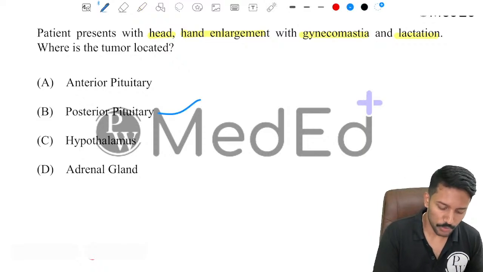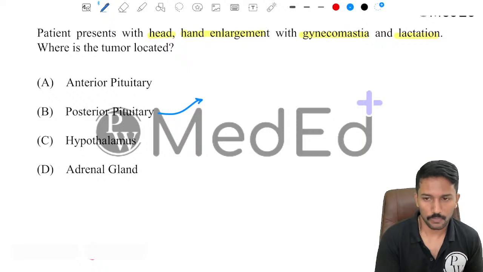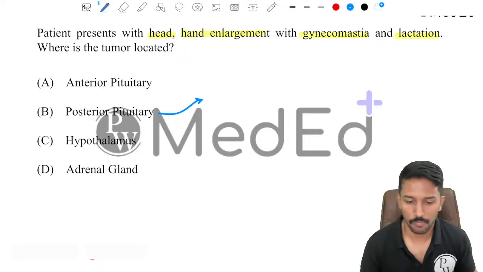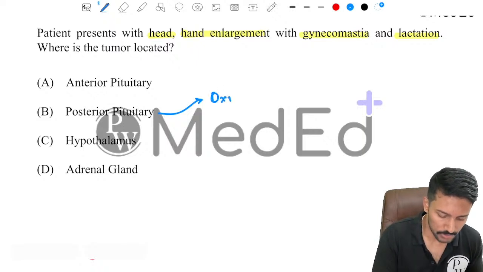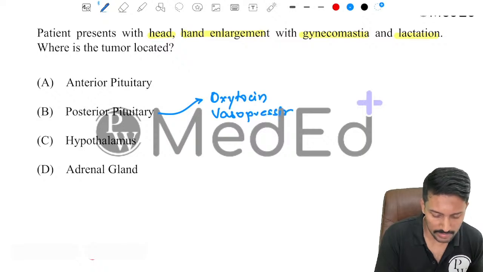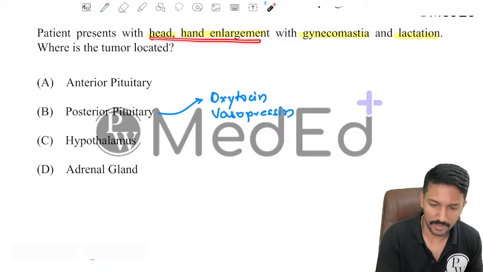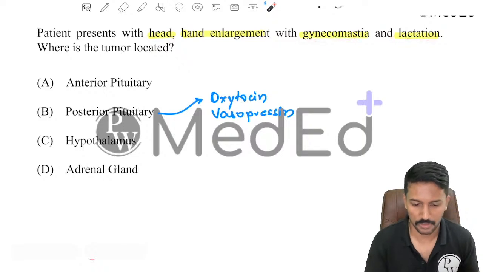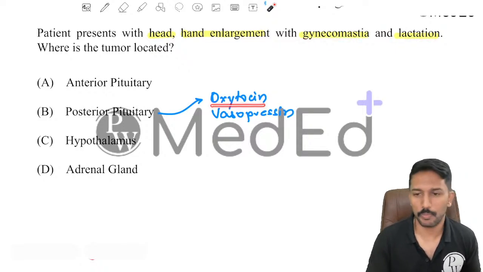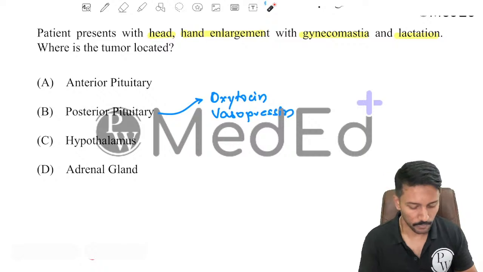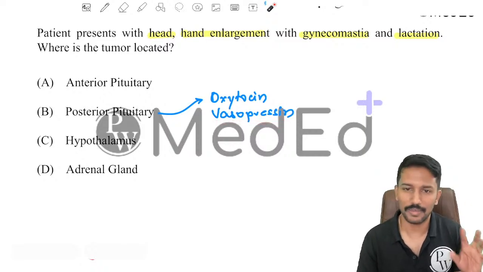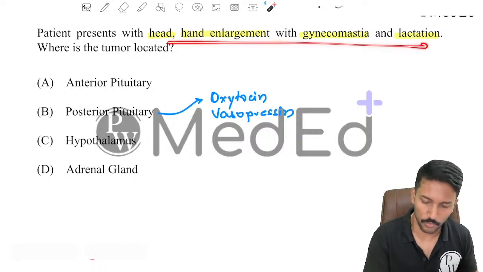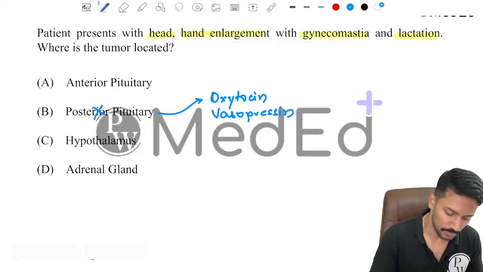Okay, see, what are the hormones produced by the posterior pituitary? Posterior pituitary produces oxytocin and vasopressin. Do they have any role in the symptoms mentioned here? Do they cause head and hand enlargement? Do they cause gynecomastia or lactation? No, right? Oxytocin only plays role in parturition or labor. Vasopressin plays role in regulation of your blood volume, vasoconstriction, and ACTH secretion. So they are not directly related to any of the symptoms. So this is first thing that I can rule out.